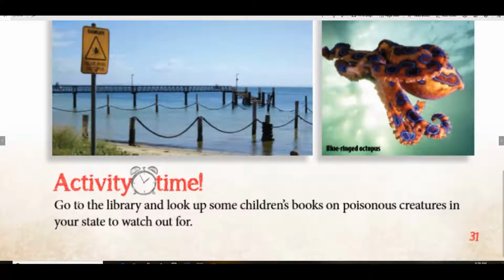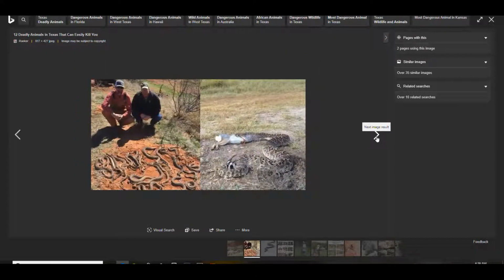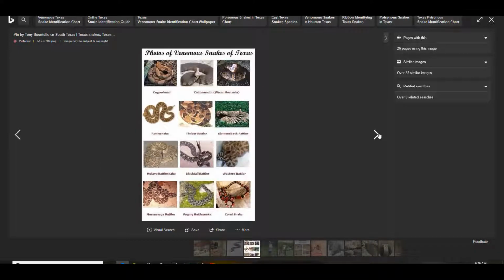All right. Now our activity says to go to the library and look up some children's books on poisonous creatures in our state. Look here. I've already found some. Look here. Ew. A snake. I bet that's a rattlesnake. Let's look at some more. Oh, wow. Look at all those snakes. Bad snakes. Wow. Ooh, I don't know what kind he is, but he looks like... Oh, that's a blue indigo. He's poisonous. He's a blue indigo.